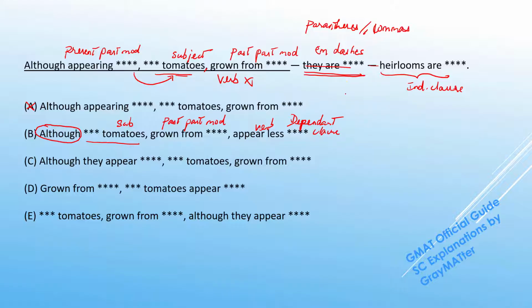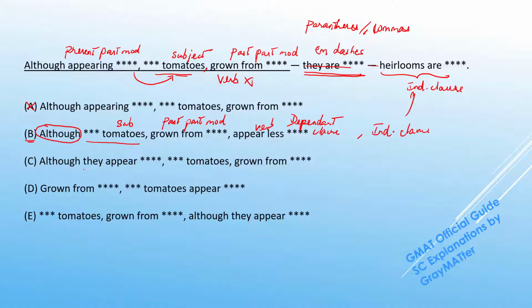And after this M dash construction, we have an independent clause. These heirlooms are something, something. So B's construction is fine, and the although serves to convey this contrasting logic that although these tomatoes appear like this, these tomatoes are actually high in demand. So we can hold on to B.